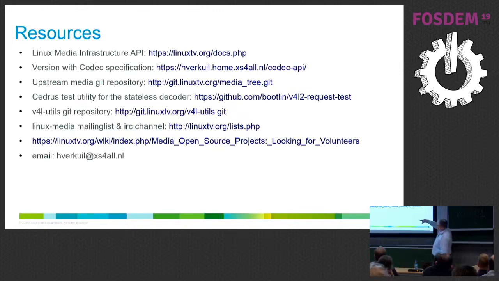I'll do the resources, then have a very quick demo of the test scripts. API documentation: there is a version that I maintain that contains the Google specification for codecs. Since it's not mainlined yet, I built it myself. It's easier to read than the patches themselves. Git repository: for the Cedrus staging driver, there is a test utility from Bootlin. And V4L2 contains a compliance test.